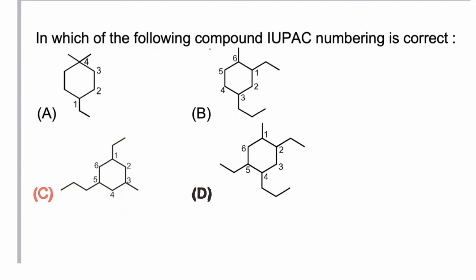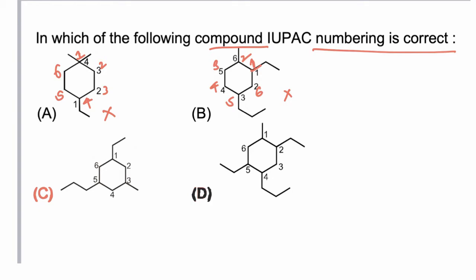In which of the following compounds is the IUPAC numbering correct? So if we take option 1, in this question the numbering is not correct, because according to the lowest set of locants rule, the first carbon is given to that carbon from which two methyl groups are attached. So option A is not correct. In option B, the lowest set of locants rule is also not followed. According to the lowest set of locants rule, numbering should be done according to this. So option B is also not correct.